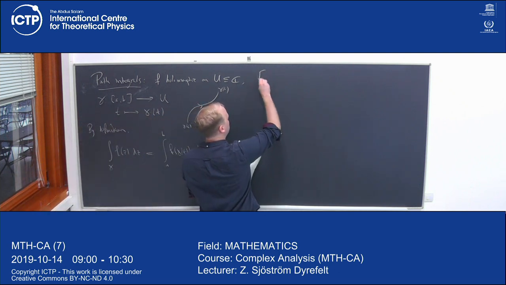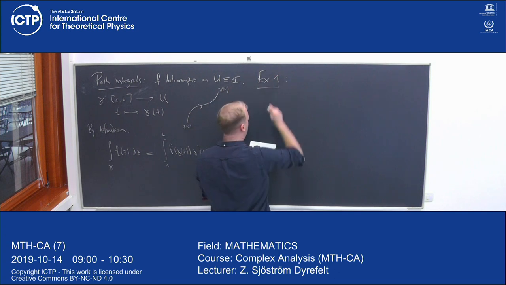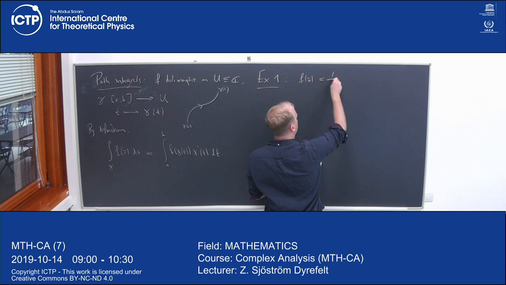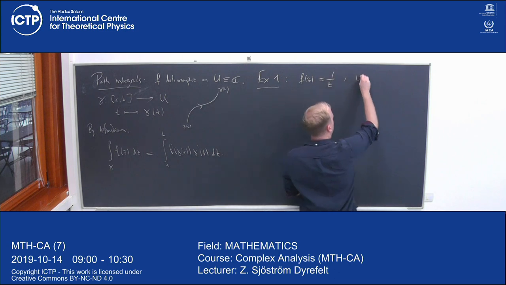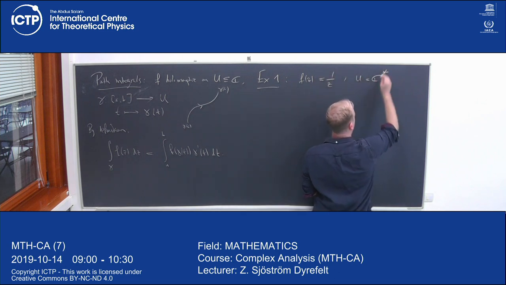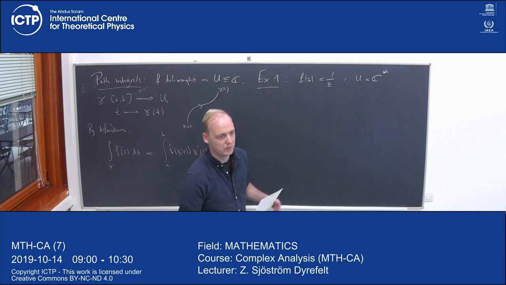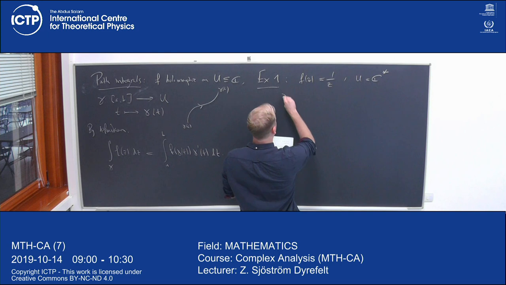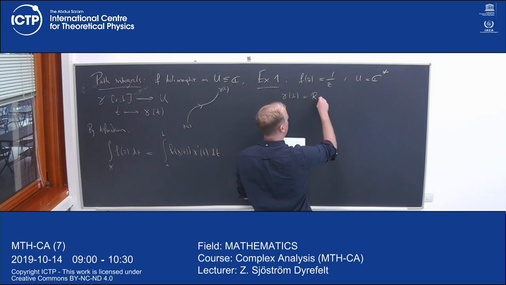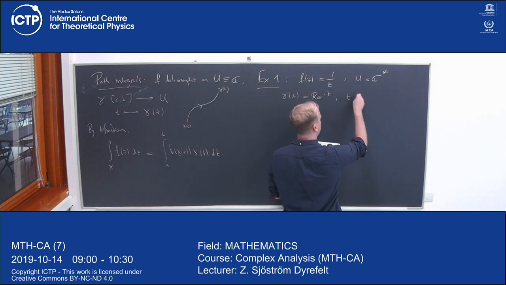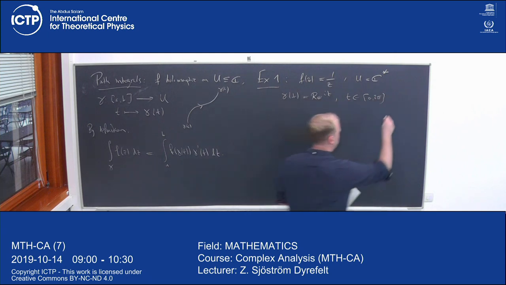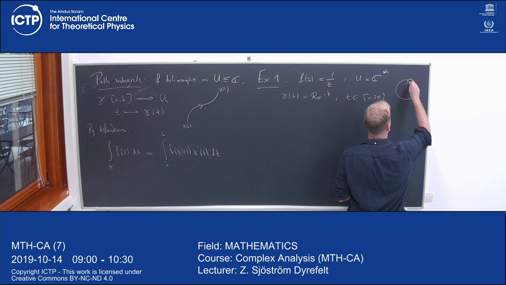So the first example was that if we took f of z equals 1 over z, and U is C star, so C star will always mean C remove the origin, okay? Gamma of t was this circle, r e to the i t, where t is from 0 to 2 pi, okay, so it's a circle, separating the origin, of radius r.